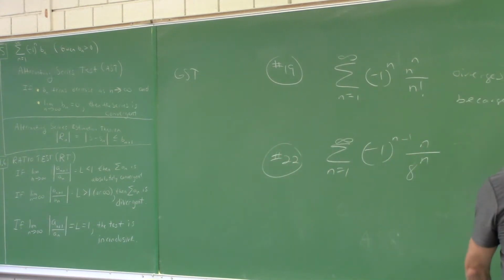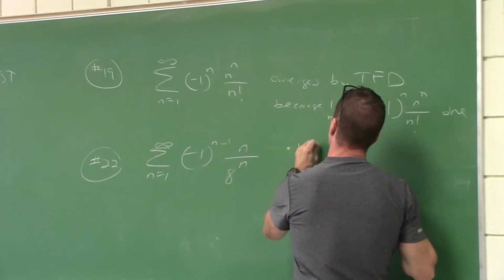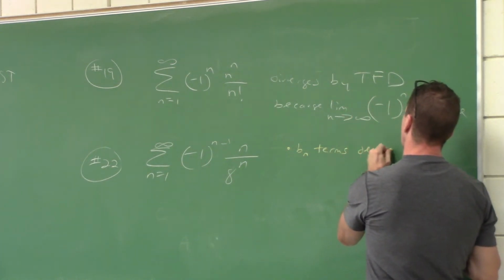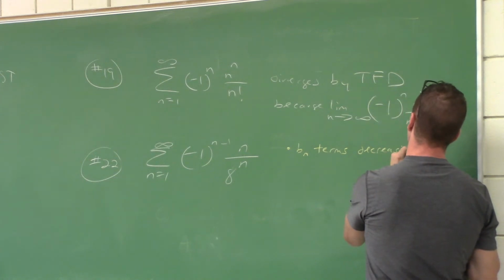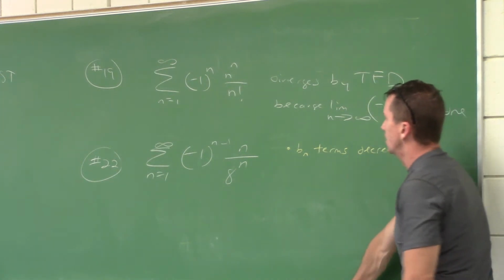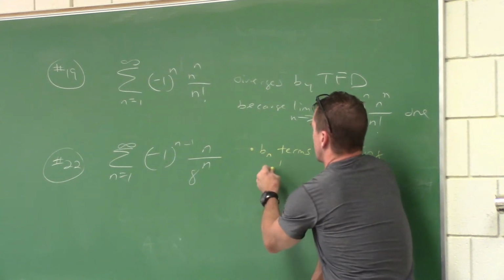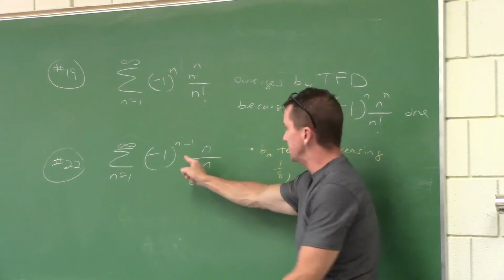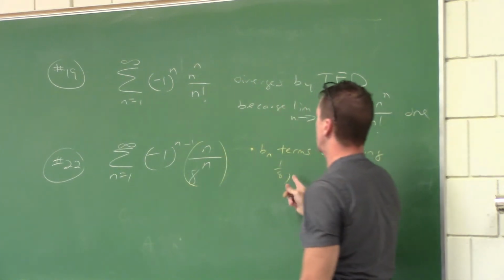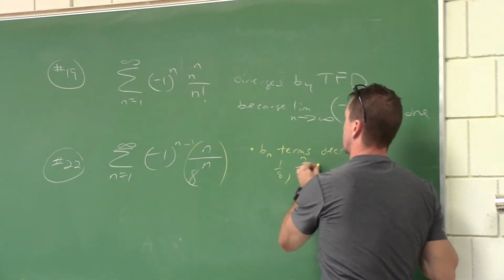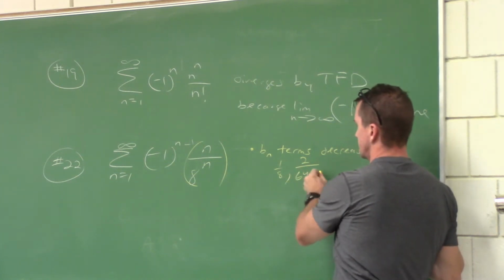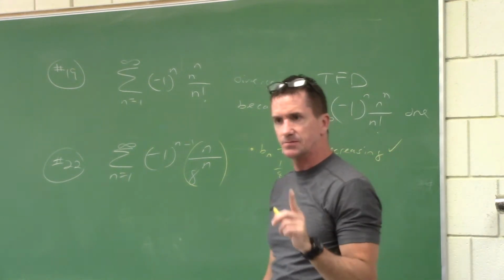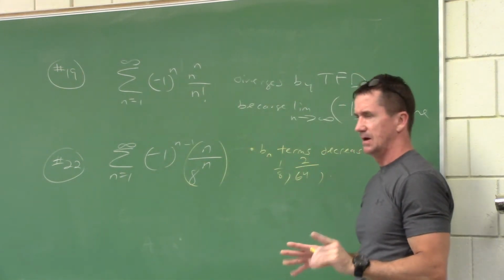Well, first of all, do the terms decrease? Are the terms of b sub n decreasing? Or eventually decreasing? Let's check it out. What's 1 over 8 to the 1? Remember, I'm just looking in terms of b sub n. This is the b sub n right here. What happens when you put a 2 in there? Oh, yeah, they're shrinking, right? Check. The b sub n terms are decreasing. Jessica, okay with that? I just noticed the first 2.